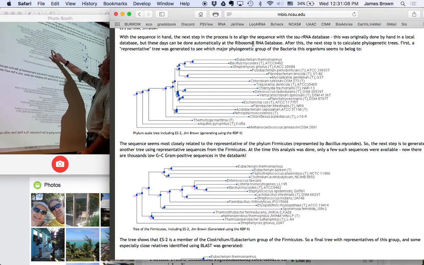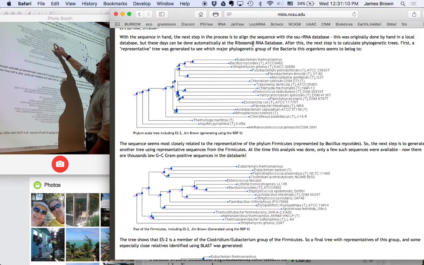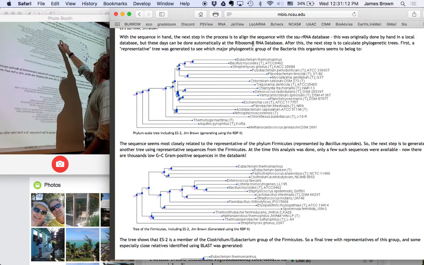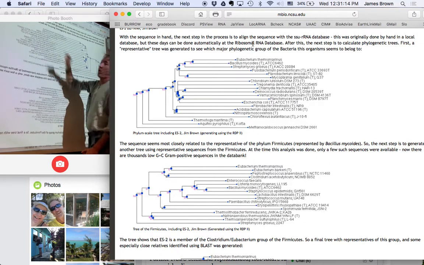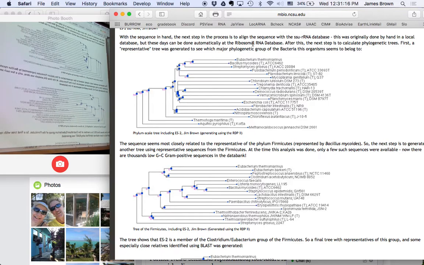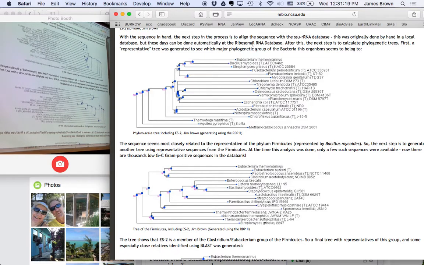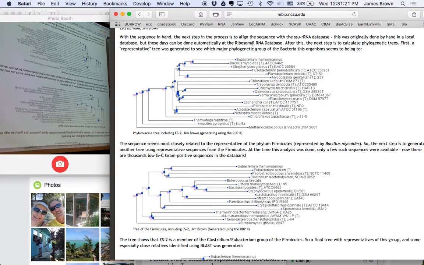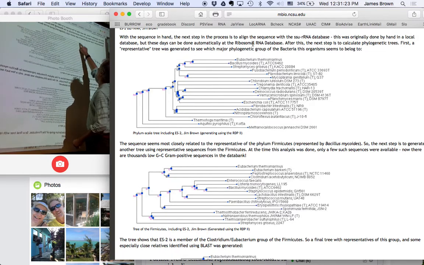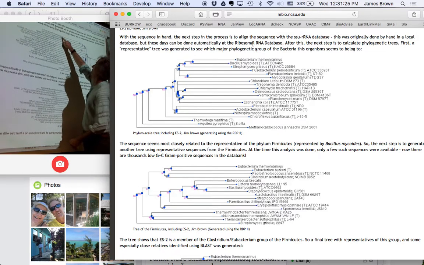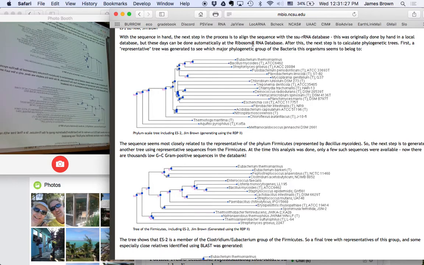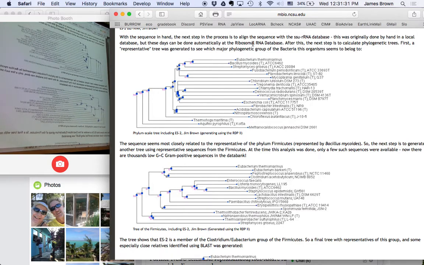E. coli is here. Here's spirochete, green sulfur bacterium. Bacillus mycoides was a representative for the firmicutes, so-called low GC gram-positive bacteria. And sure enough, ES2 turned out to be a specific relative of the firmicutes. It's a pretty distant relative to the Bacillus mycoides, but it's still specifically related to it. So let's zoom in on that group.